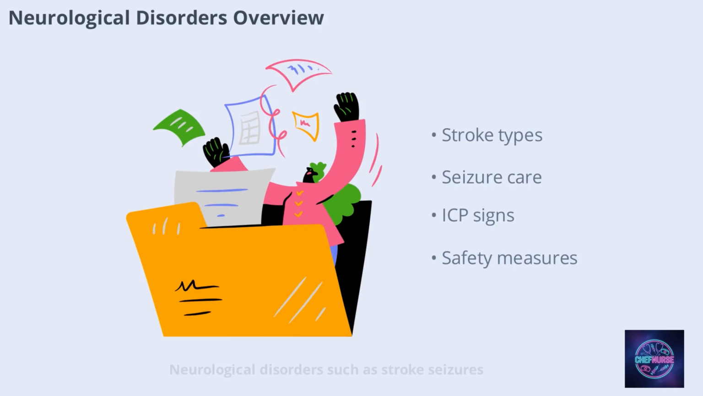Neurological disorders such as stroke, seizures, and increased intracranial pressure are high-yield topics for the NCLEX. Focus on recognizing early warning signs, priority interventions, and patient safety measures. Know the differences between ischemic and hemorrhagic stroke and the emergency management for each. Seizure precautions and postictal care are also frequently tested.